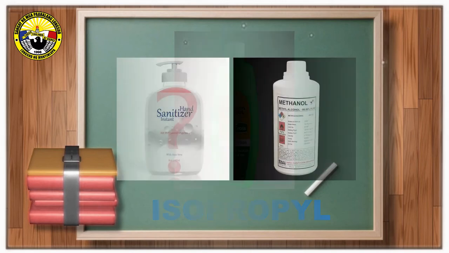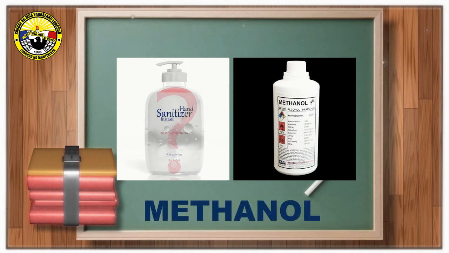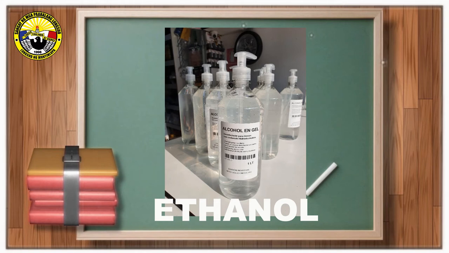Two is methanol. It is a non-drinking type of alcohol, also known as wood alcohol and methyl alcohol, which is mostly used to create fuel, solvents, and antifreeze. It is a colorless liquid, volatile, flammable, and poisonous for human consumption. Three is ethanol. It is also called beverage alcohol, which comes from fruits and grains. It is the only type of alcohol that you can drink and can be consumed by humans.